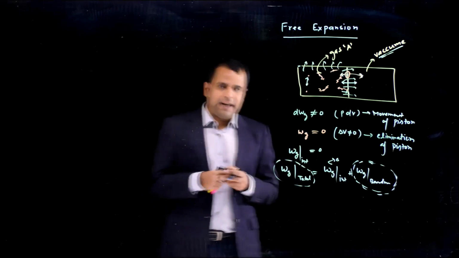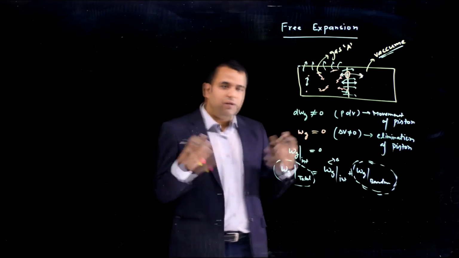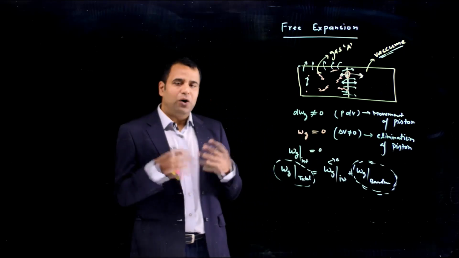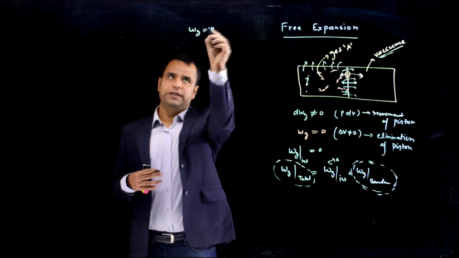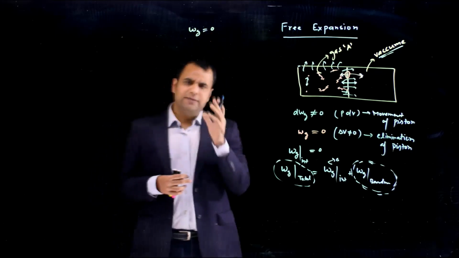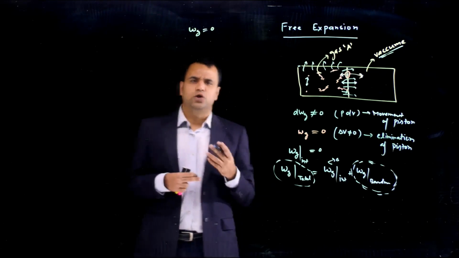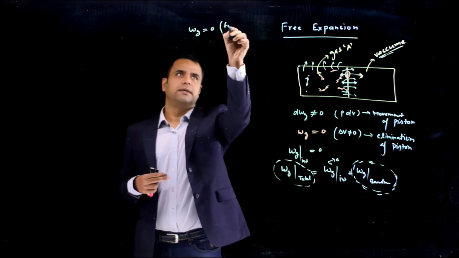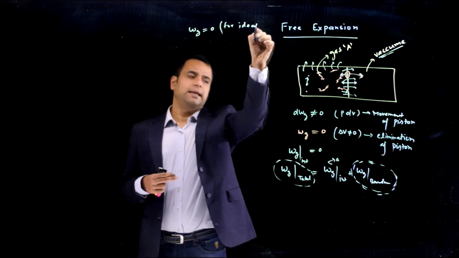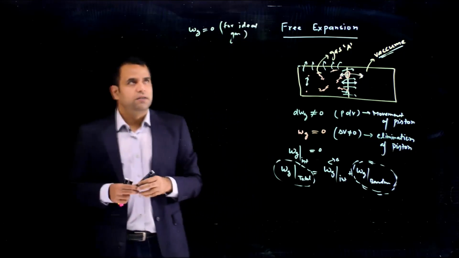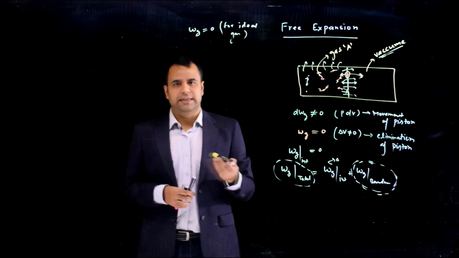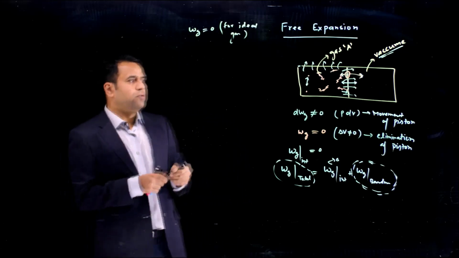So in case of free expansion, what happens? The boundary suddenly vanishes. When the boundary suddenly vanishes, the work done by gas will always be 0. There is only one condition there: the gas has to be ideal, because if it is not an ideal gas, then there might be an internal work done.